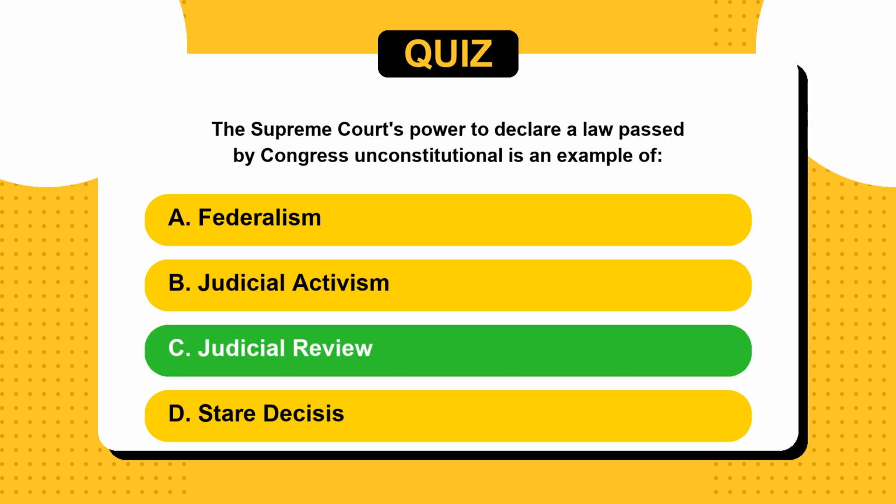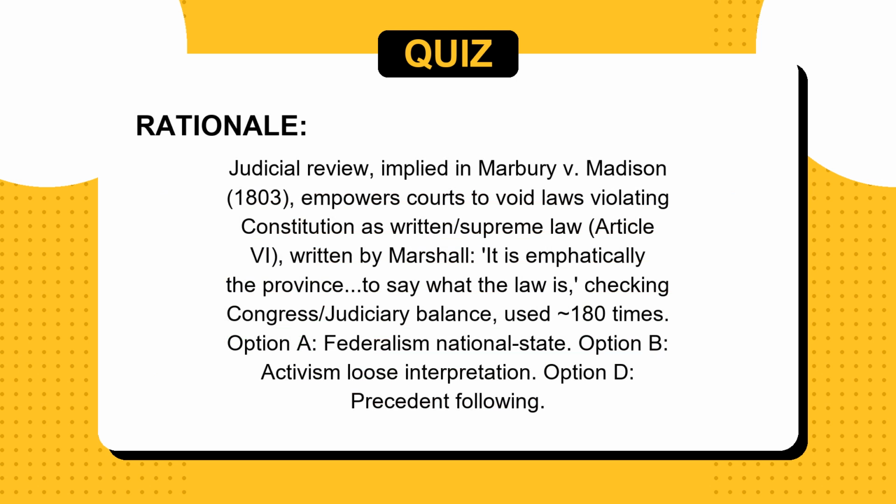The answer is C. Judicial review, implied in Marbury v. Madison, 1803, empowers courts to void laws violating Constitution as written/supreme law, Article 6, written by Marshall. It is emphatically the province to say what the law is. Checking Congress/judiciary balance, used 180 times.